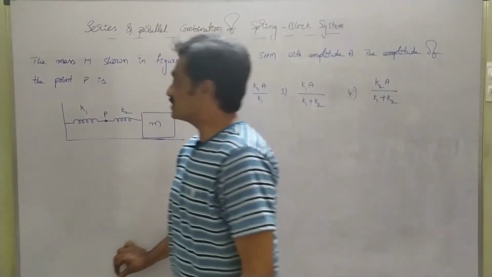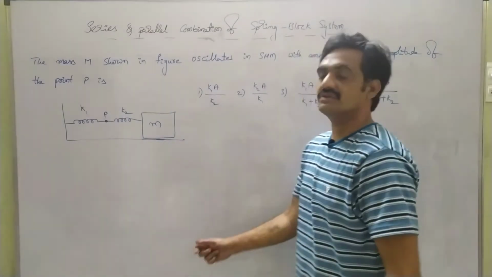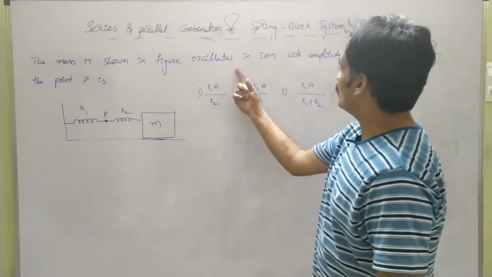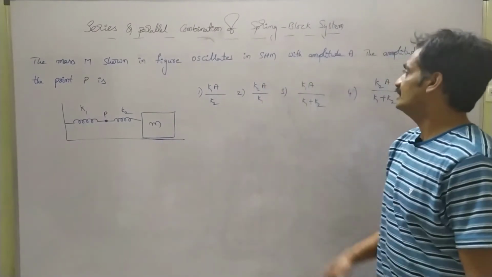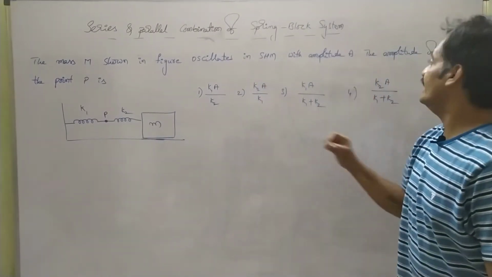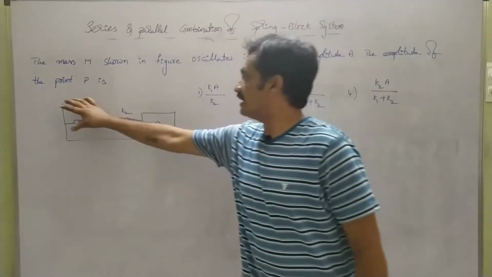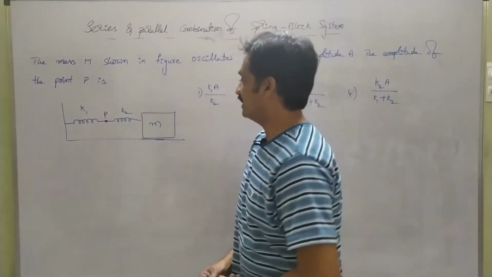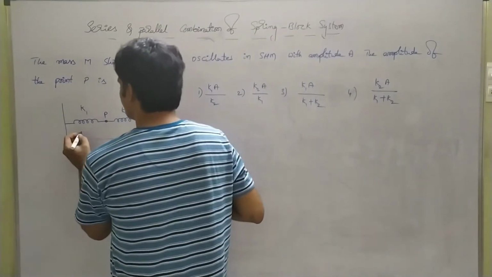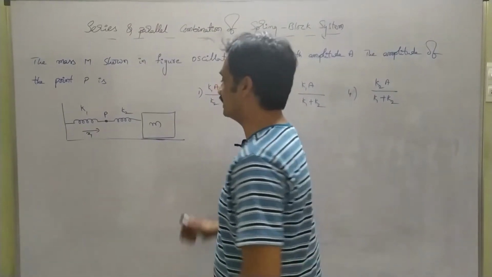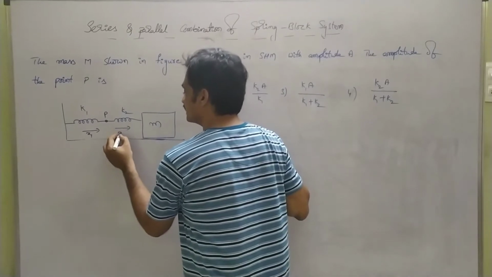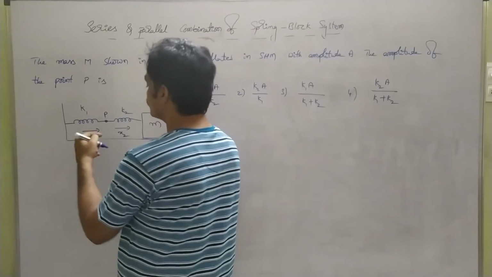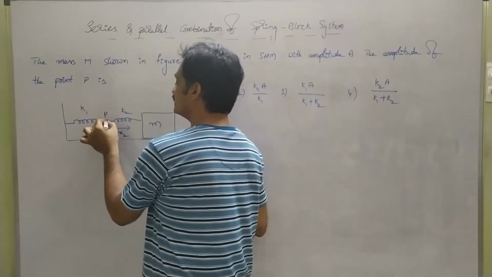Let's solve a numerical based on this series combination of springs. Observe the problem. The mass m shown in the figure oscillates in simple harmonic motion with amplitude A. The amplitude at the point P is, here we have to represent the amplitude at a point P. As we had seen, the displacement made by the first spring is x1 and the displacement made by the second spring is represented as x2.